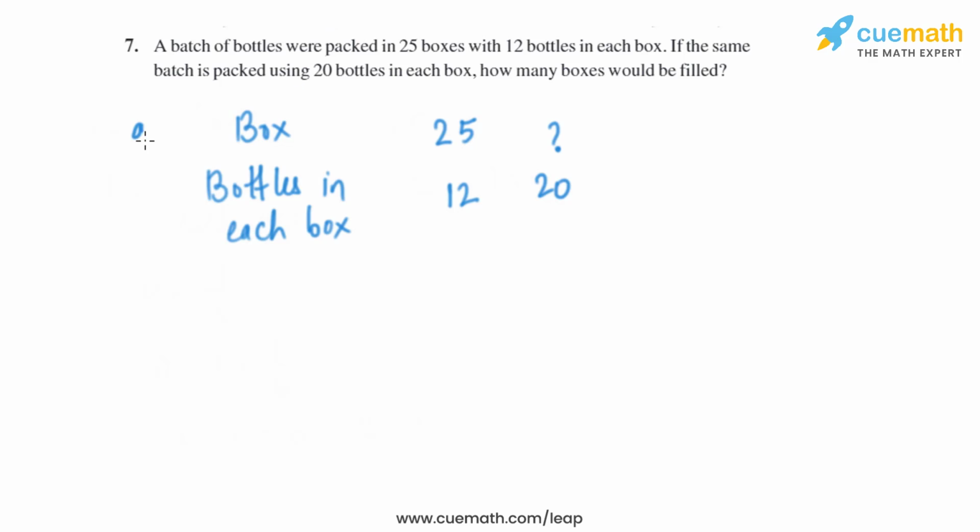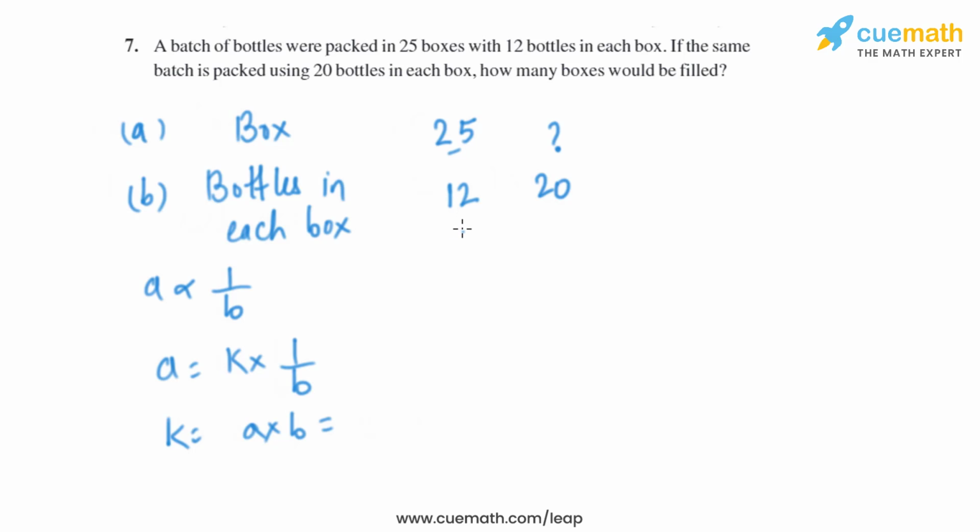So let's take the number of boxes as A, bottles in each box as B, and we know that A is inversely proportional to B. A equals K multiplied by 1 by B. So from here we'll get the value of K, which is A multiplied by B, and K is any constant, and we know the value of A, that is 25. We know the value of B, that is 12. So K will be 25 multiplied by 12, which is same as 300.